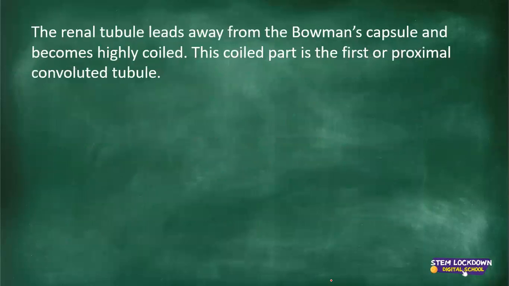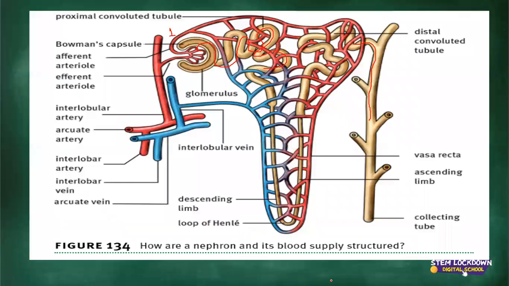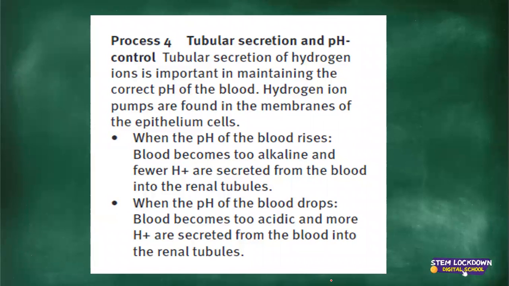Then process 4, tubular secretion and pH control. The tubular secretion of hydrogen ions is important in maintaining the correct pH of the blood. Remember the pH scale? How is it like? You've got up to 14, right? Let's say we've got here 7 and then up to 14. At 7, it's a neutral phase. At 14, it's an alkaline process. From 7 to 14, it's alkaline. And then 6 downwards, it's acidic.